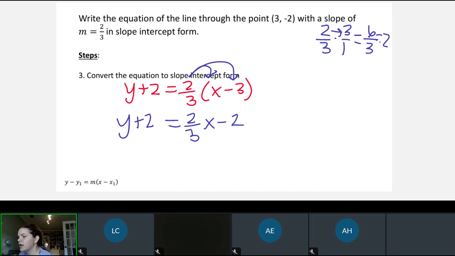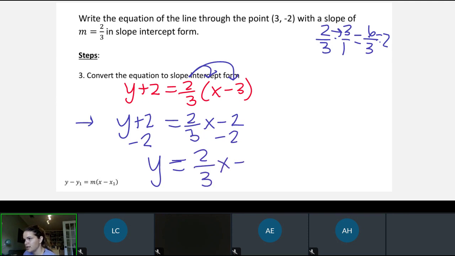Any questions about how I got to this step here? Okay, good deal. So then let's go ahead and do our last step, which is subtract 2 from both sides because this is y plus 2. So I want to do the opposite of adding 2, which is to subtract 2. So I'd get 2/3 x minus 4.